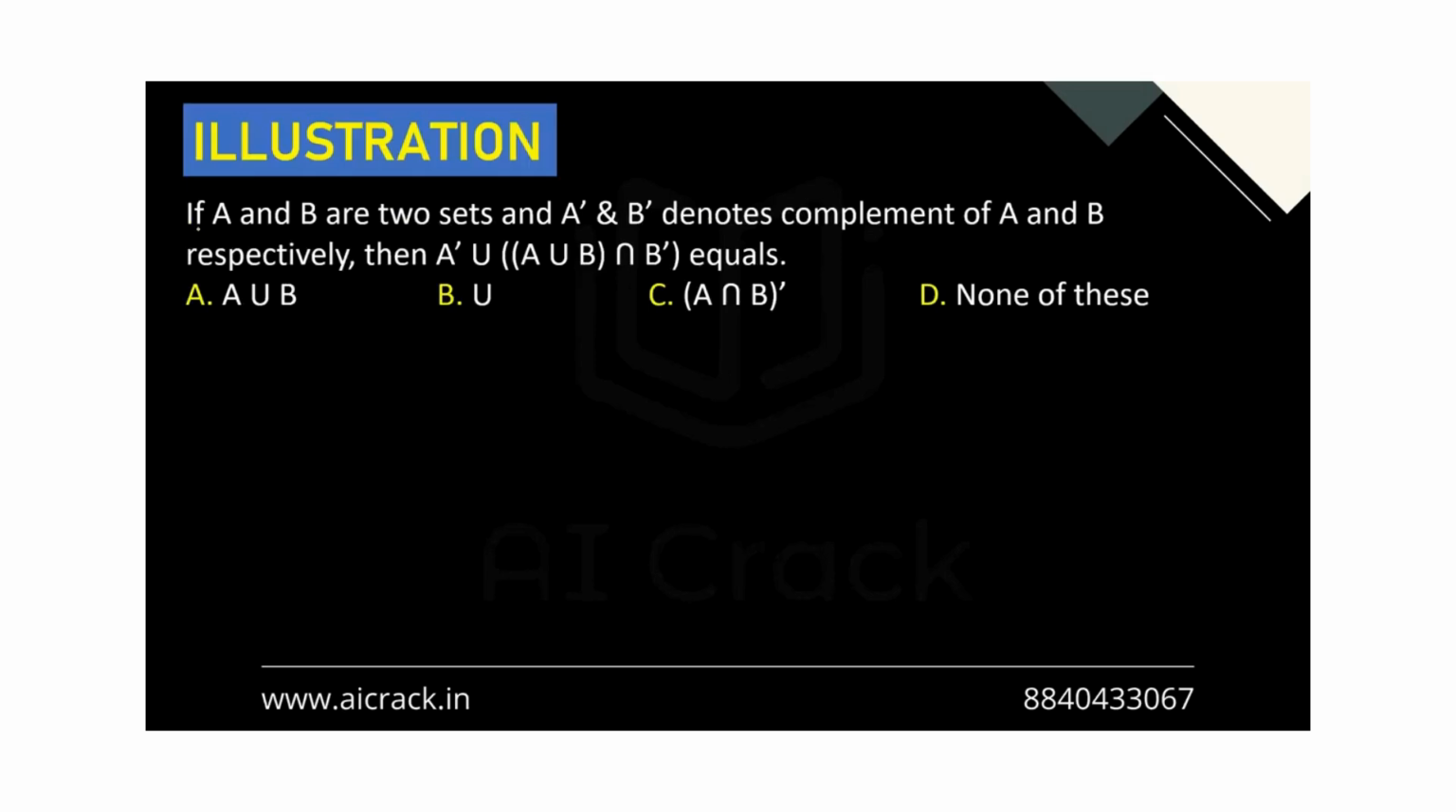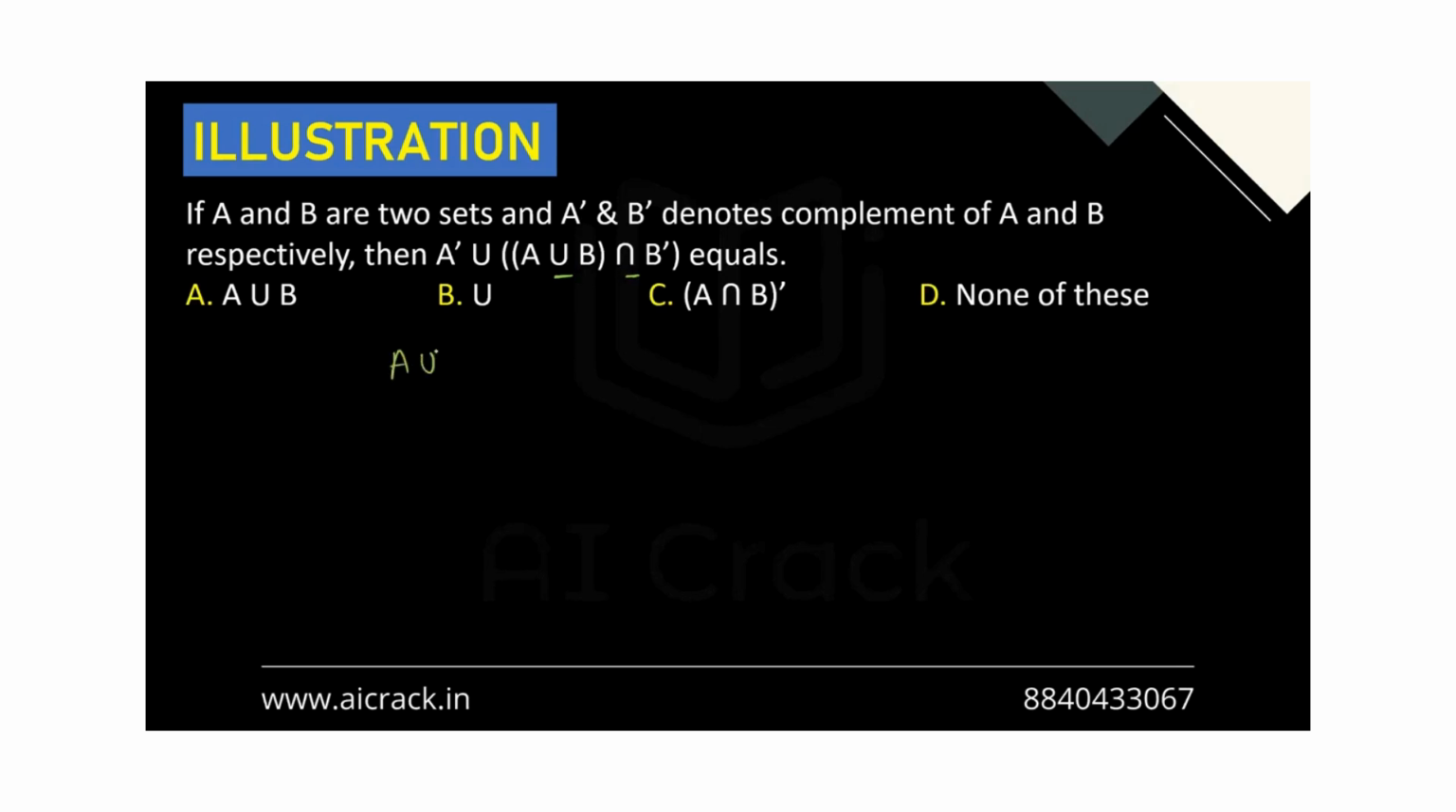Now let's look at this question. If A and B are two sets and A dash and B dash denote complement of A and B respectively, then A union B intersection B dash equals. So now these are the kind of questions you can expect in PGDBA, and they become a little lengthier if you solve them with the help of Venn diagrams. So let's try to solve them with the help of properties. We can see that we have an operator change over here, we have union over here, we have intersection over here. So we'll be using distributive property.